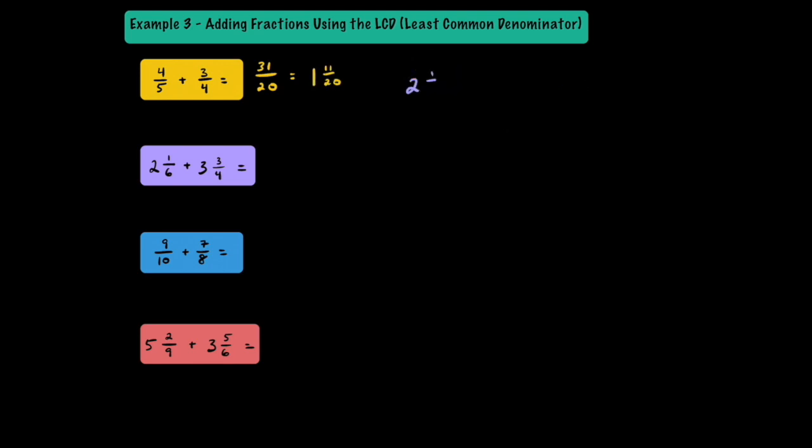In this next example, we have mixed numbers. Here we have 2 and 1/6, and we're going to add 3 and 3/4. When adding mixed numbers, you can always just add the two whole numbers together. 2 plus 3 is going to get us 5.